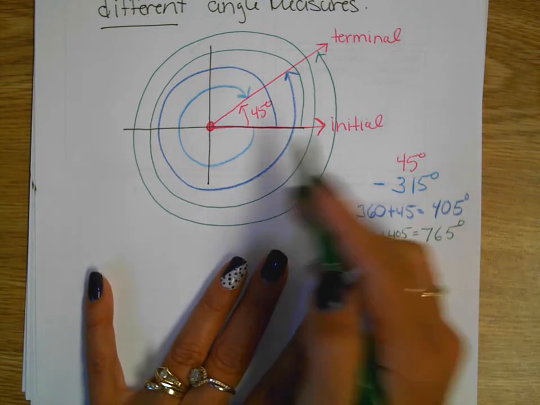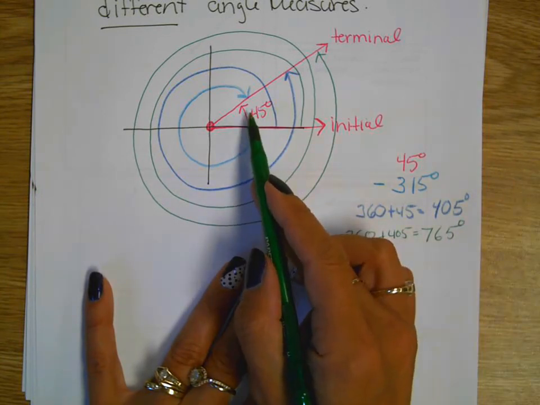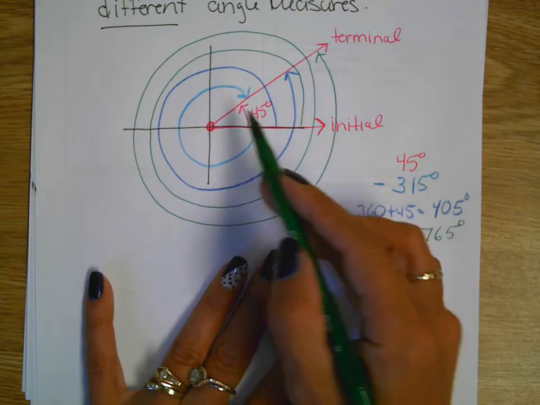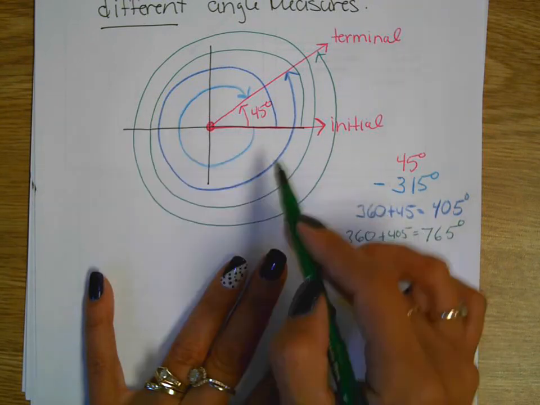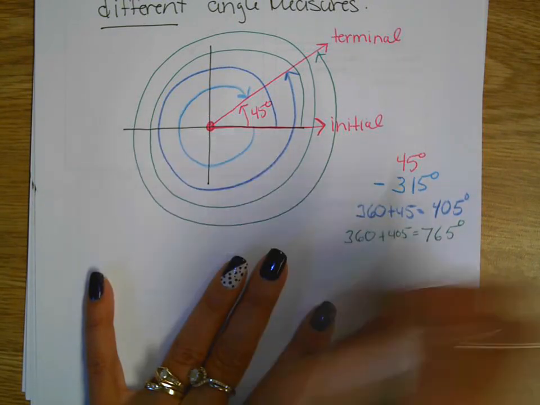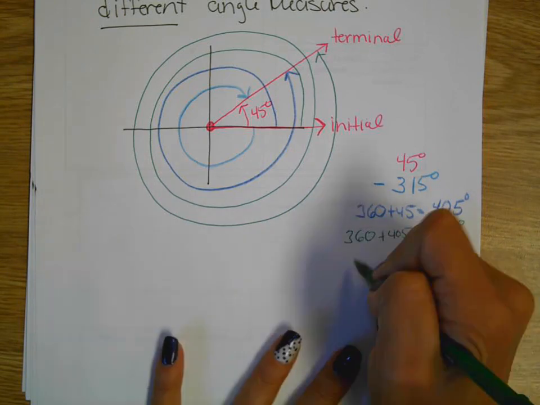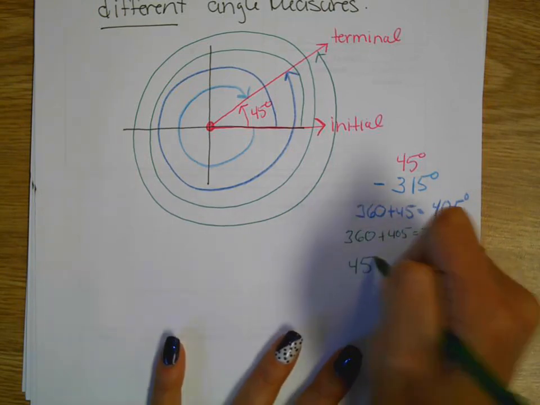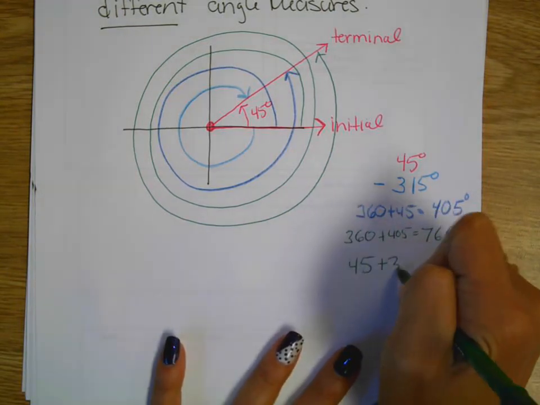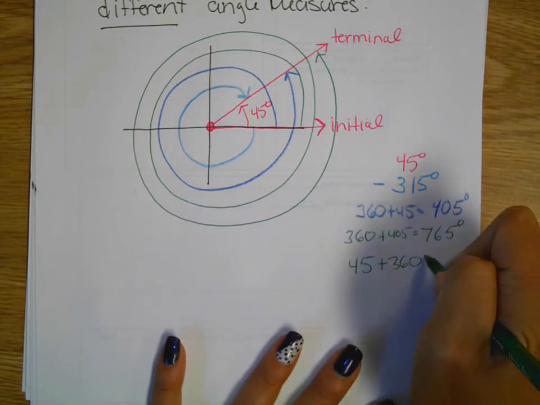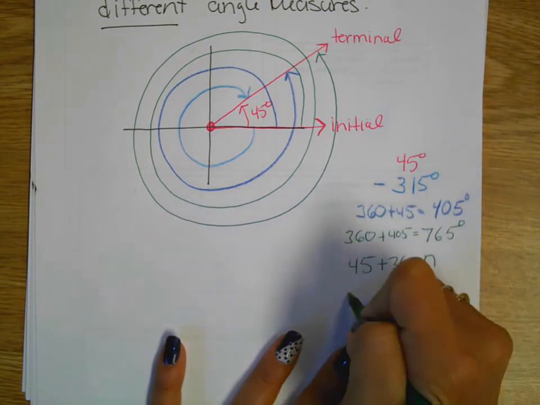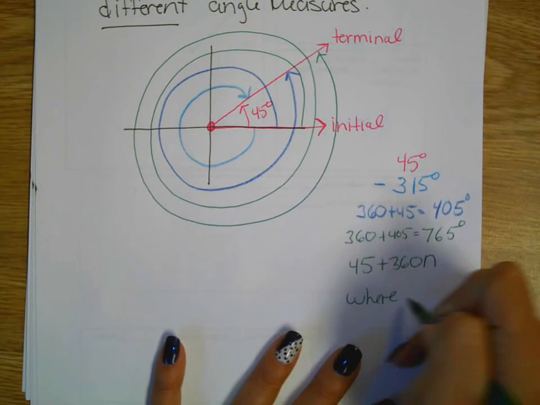So in essence, what do we need to do? Just keep adding 360s to this 45. Or subtract 360 from the 45. Okay, I'm going to stop there. Well, actually, write the equation. 45 plus 360n, where n is an integer, will generate all of them.